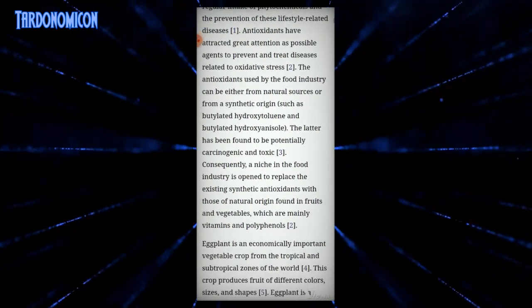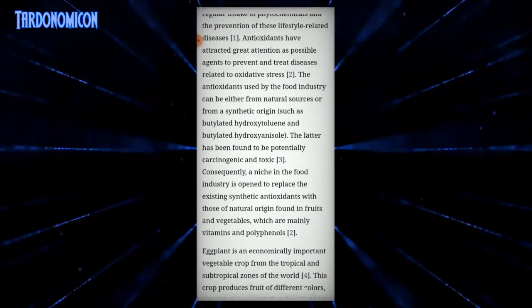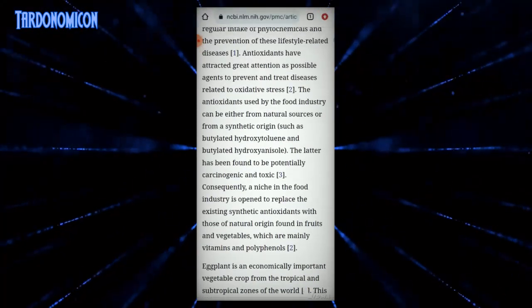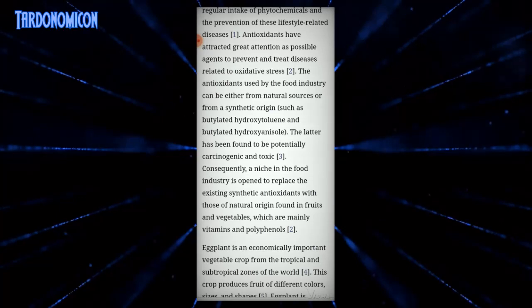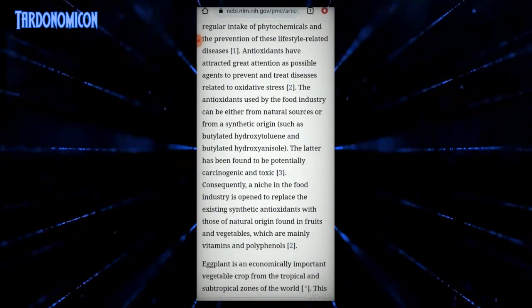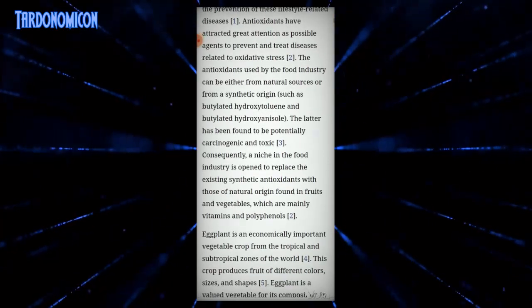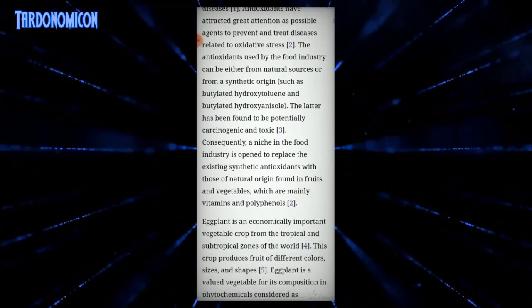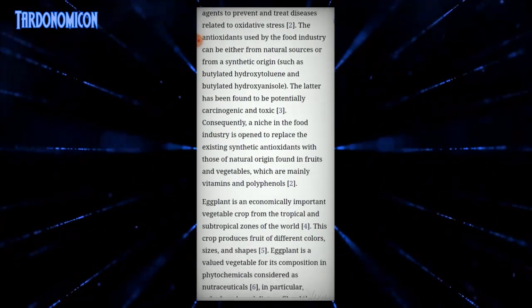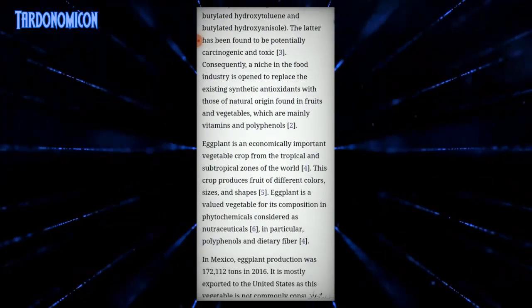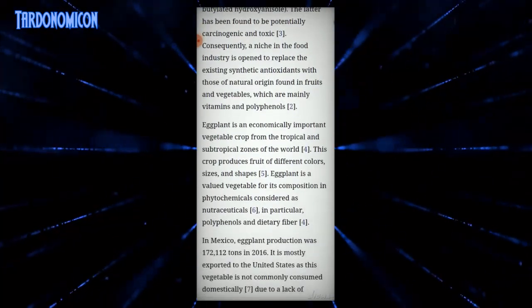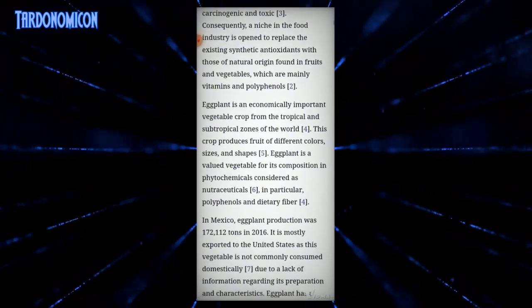And remember, pretty much all diseases, especially chronic diseases, are related to oxidative stress. The antioxidants used by the food industry can be either from natural sources or from a synthetic origin, such as butylated hydroxy-something. Eggplant is an economically important vegetable crop from the tropical and subtropical zones of the world.